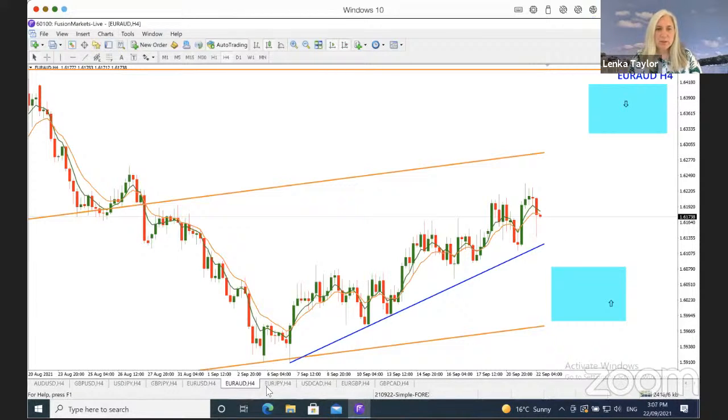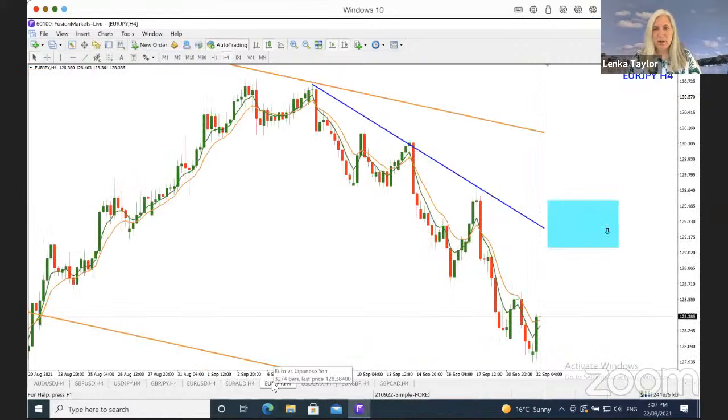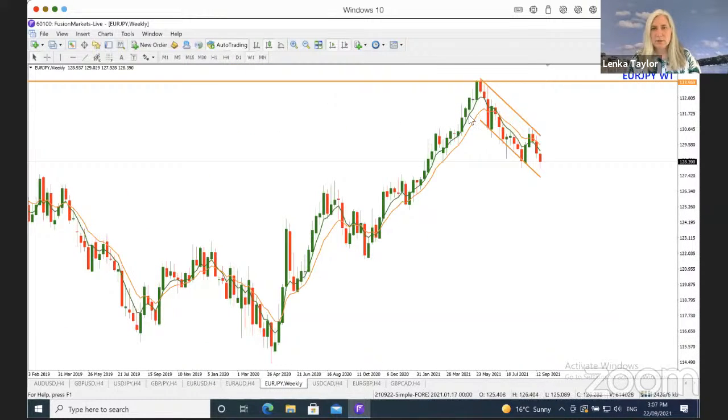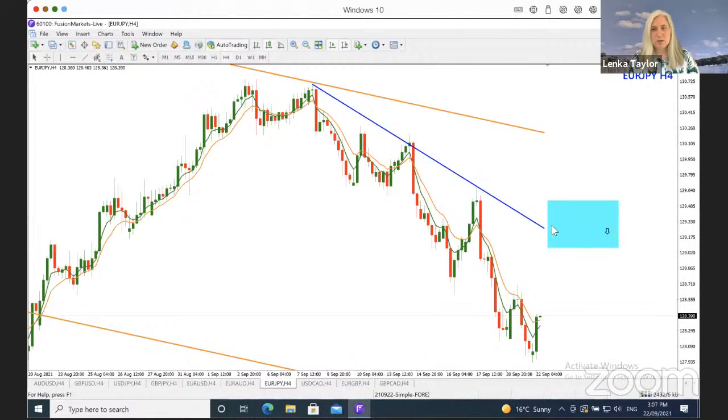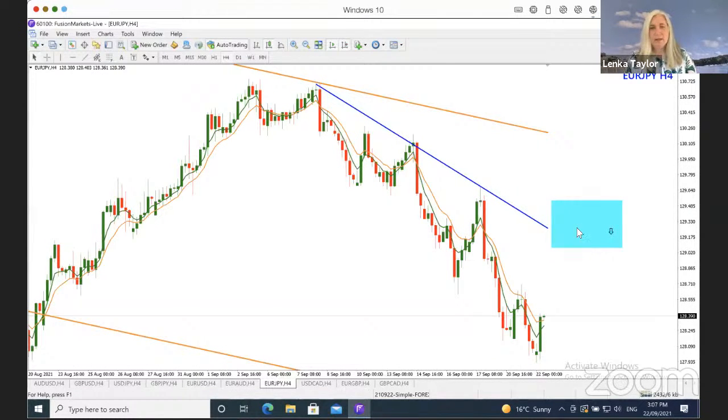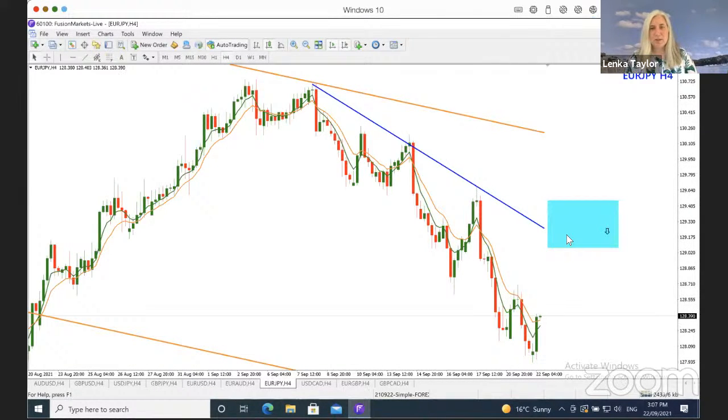Next currency pair I'm looking at is Euro JPY. And Euro JPY, I'm looking for a short. So the price has already been going down. It has come off on here as well. So looking for the price to go back up to the top of the channel or to the top of the trend line, and then looking for a short opportunity then if that happens.